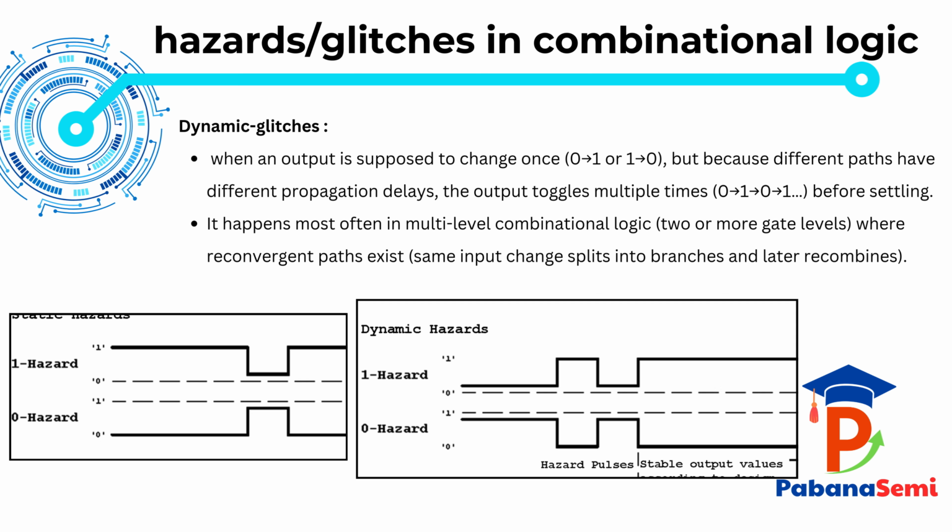Static hazards cause a single unwanted pulse. Dynamic hazards cause multiple pulses before the signal stabilizes. Dynamic hazards are most common in multi-level logic networks, MUX trees, decoder structures, large combinational data paths. The key idea is dynamic hazards are not logical mistakes. They are timing artifacts caused by reconvergent paths and unequal delays.